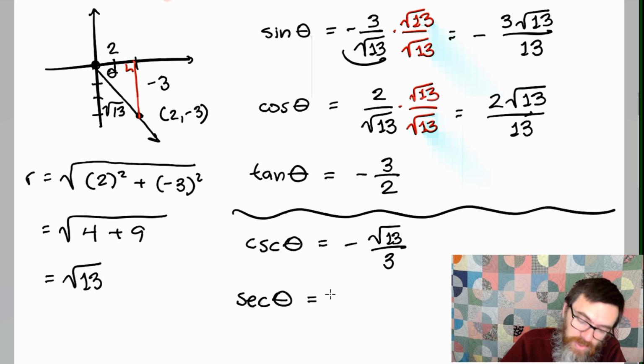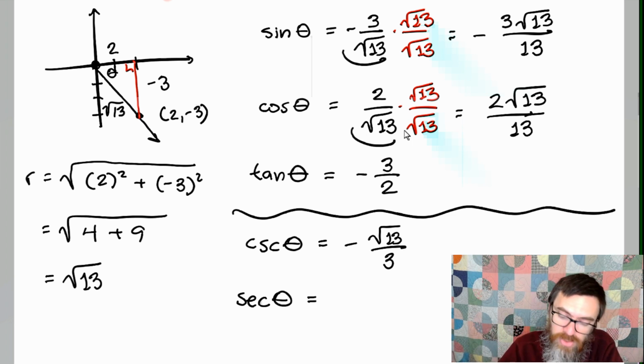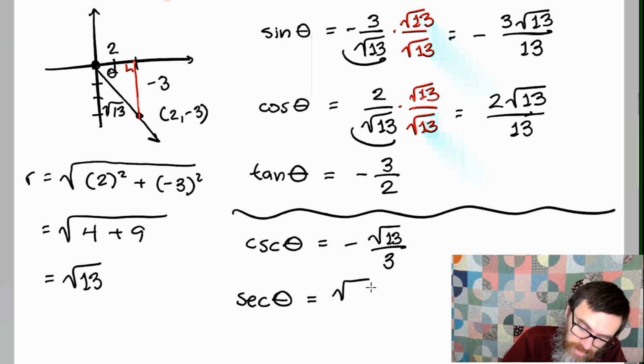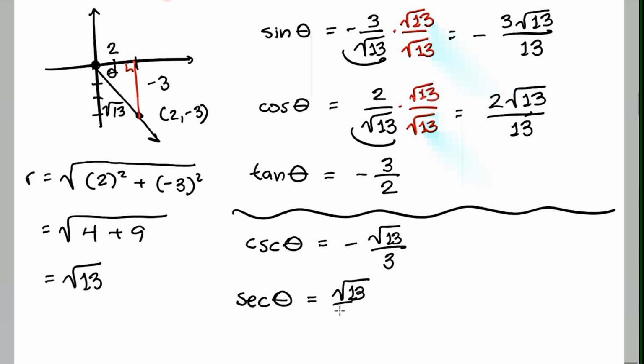The secant is going to be the reciprocal of cosine. So again, here's cosine before I rationalized. If I do the reciprocal, we have the square root of 13 over 2. We don't need to rationalize. Finally, cotangent is the reciprocal of tangent. Flip this over, there weren't any radicals to begin with, and we've got -2/3. And we're done.